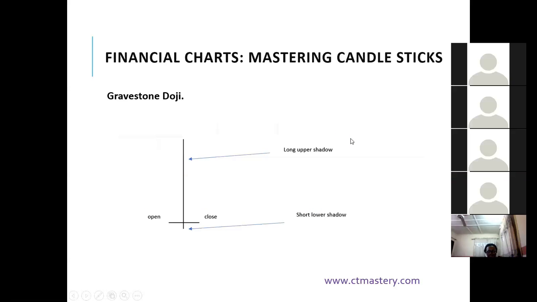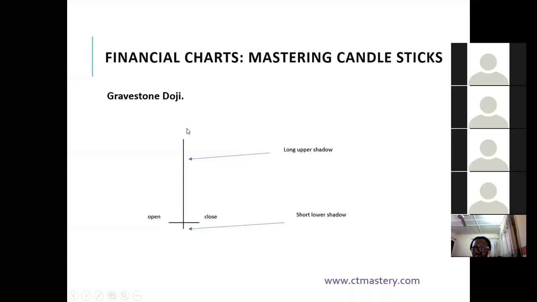So the Gravestone Doji is the opposite of the Dragonfly. It's just inverted. It has a long upper shadow and a little lower shadow, or sometimes no lower shadow. The psychology is also the reverse of the Dragonfly. It means that at this opening price, the bulls came and took the price up, and the bears overpowered them and brought the price back down to the closing price. So it means that the bears are winning.